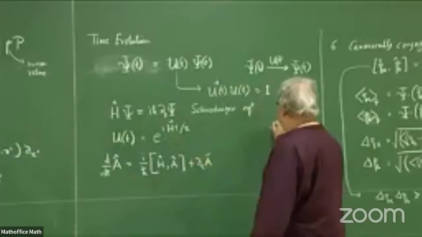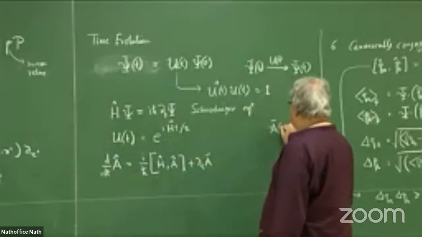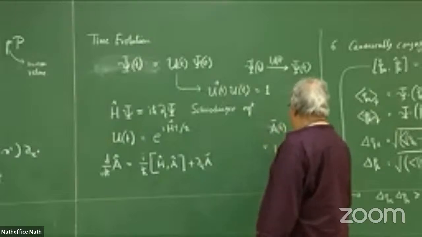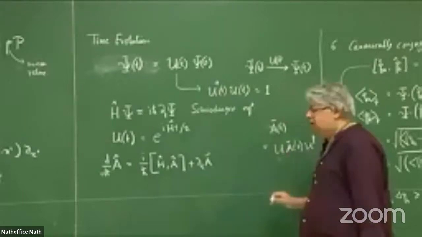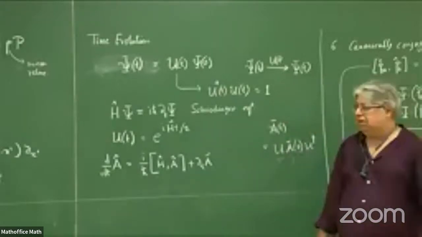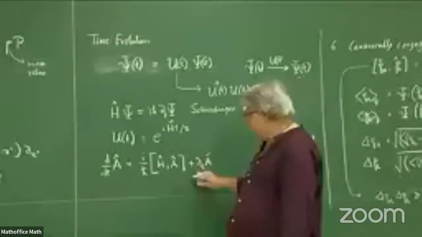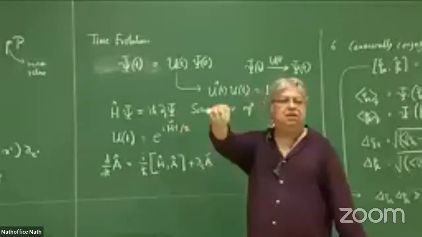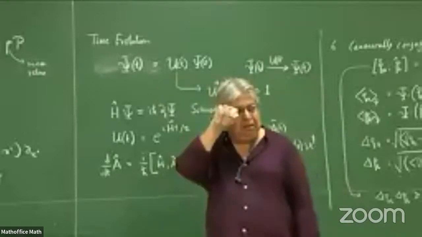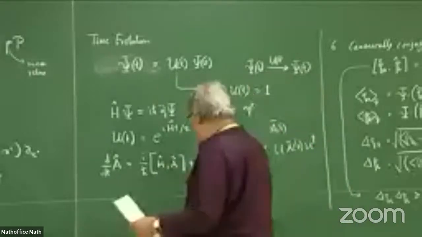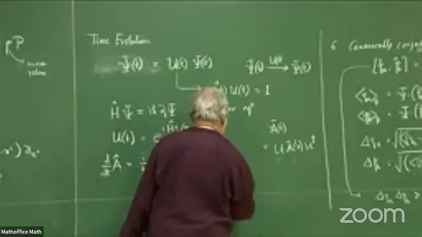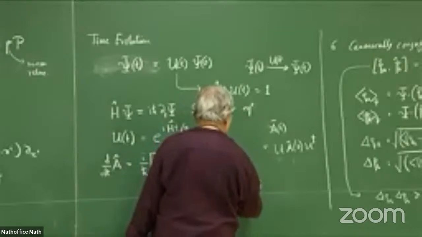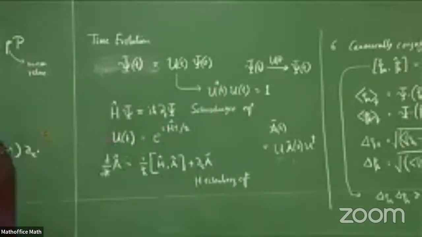And for an operator, A of t will be U dagger A of 0 U. So just apply this. Take the derivative from both sides and you will get this, and this is any explicit time dependence, for example, if there is a linear term in time. This is known as the Heisenberg equation. We will use whatever is needed for us.